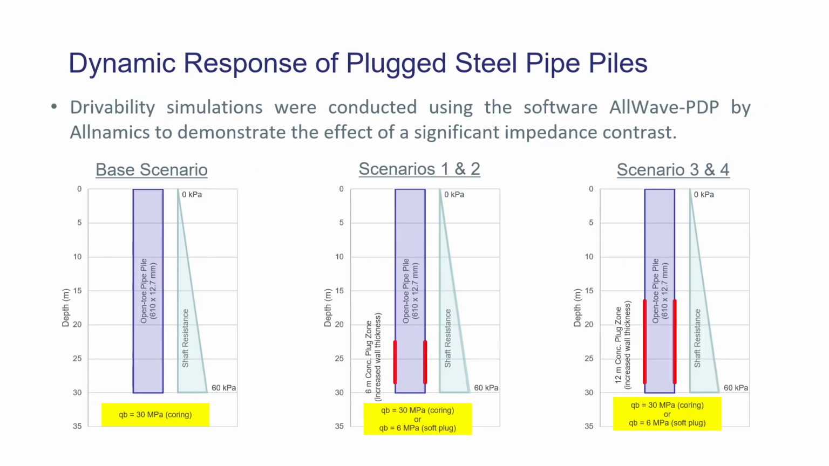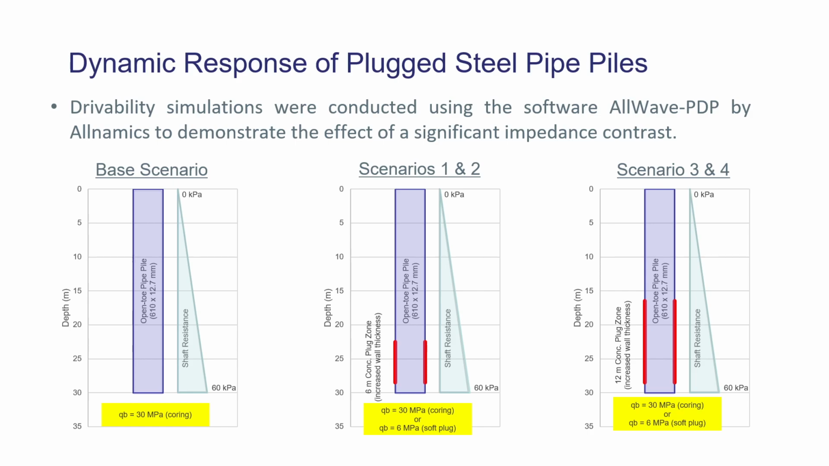So again, example coming here. We've got 3 base case scenarios here. On the left-hand side, we've got just an open-ended steel pipe pile with the shaft resistance going from 0 to 60 kPa. It's 30 meters long, 610 by 12.7. And we've got 30 MPa on the steel area at the toe, so it's going through some soft layer bearing on something harder.